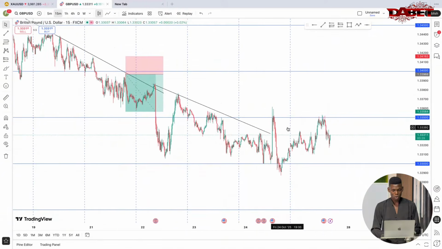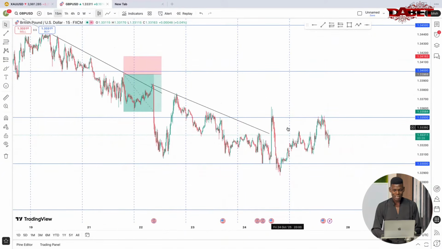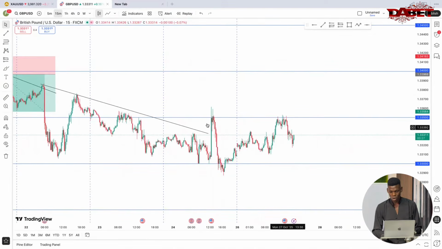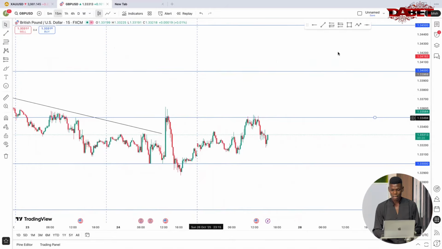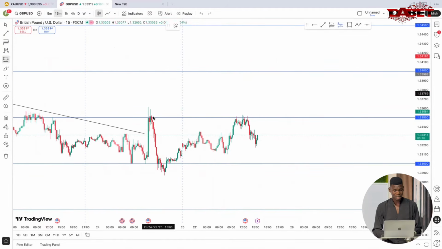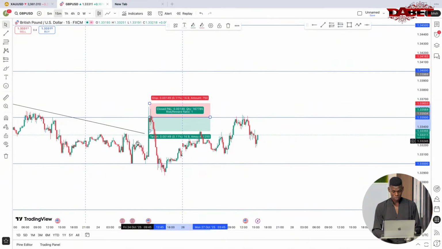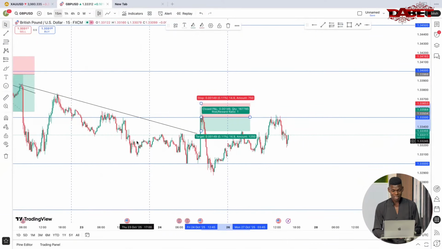Then what will I be looking for? Once it got to the recent psychological level, which is now 1.3350, see the rejections. On this rejection, I'm getting on another sell. Like, it's just that simple.